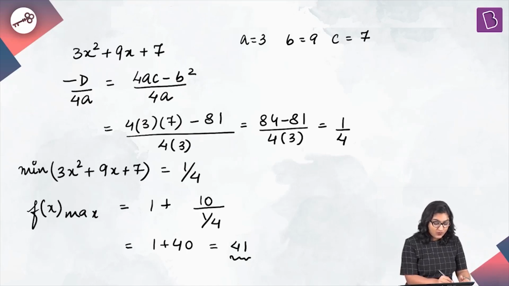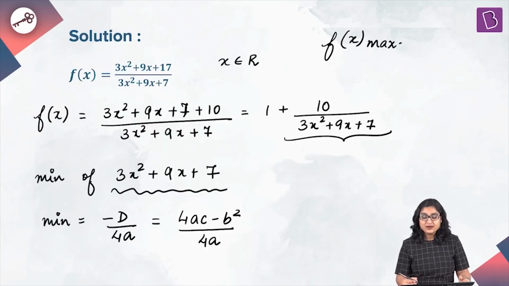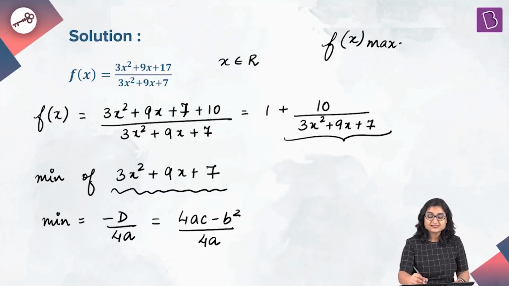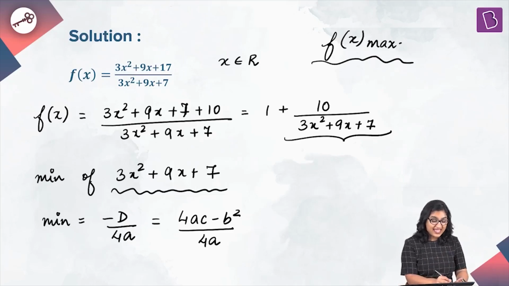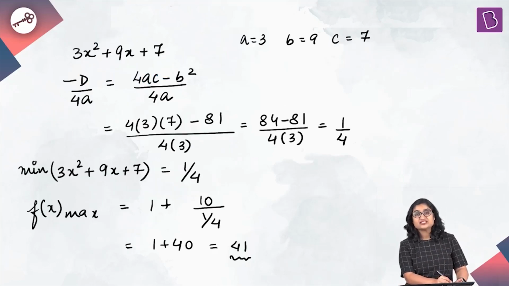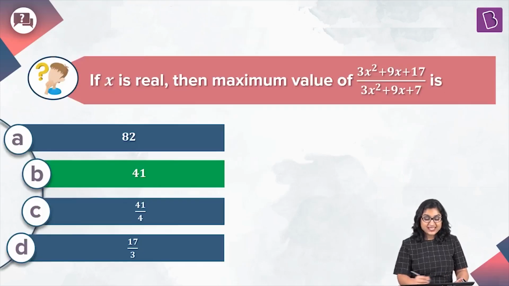All right. All we had to do was minimize the denominator, minimize 3x² + 9x + 7, to find out the maximum value of f(x). And the value that we got here is 41, which is the same as our option B here.